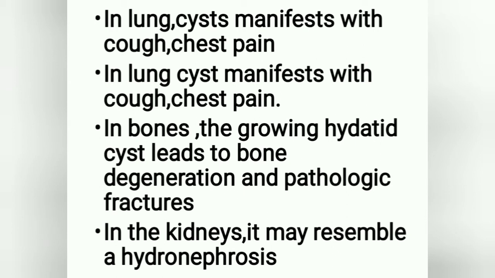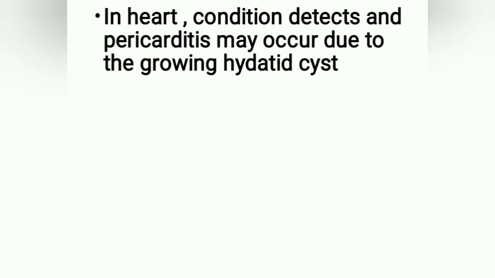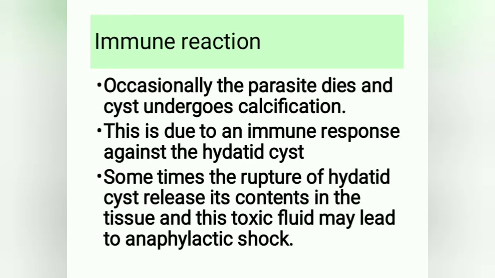In the liver, it may simulate malignant growth, and in tropical countries, it may simulate liver abscess. In the lung, the cyst manifests with cough and chest pain. In bones, the growing hydatid cyst leads to bone degeneration and pathologic fractures. In the kidneys, it may resemble a hydronephrosis. In the heart, pericarditis may occur due to the growing hydatid cyst.